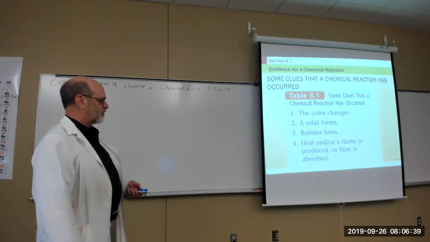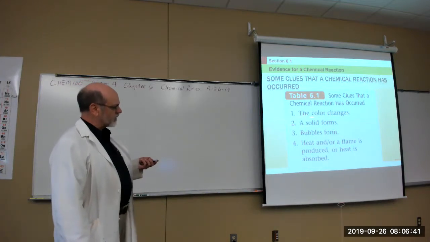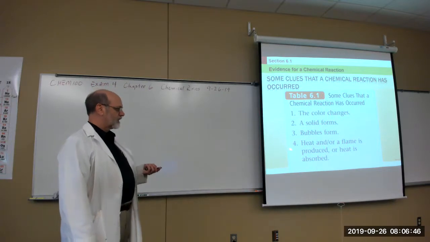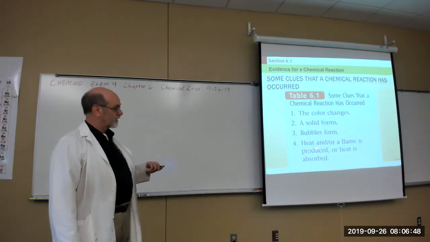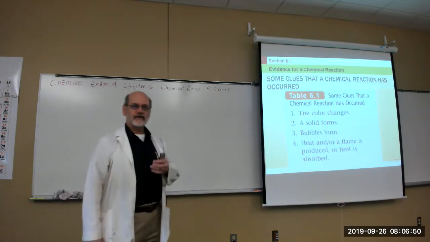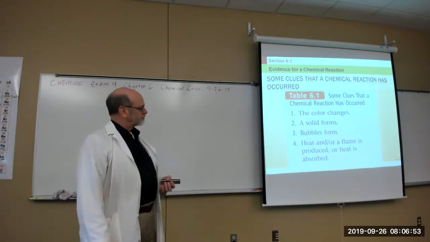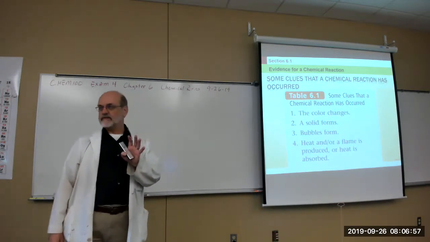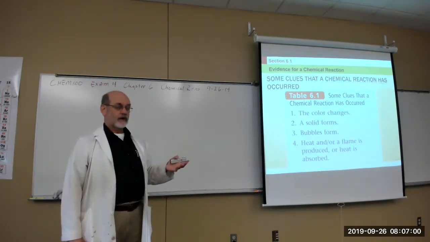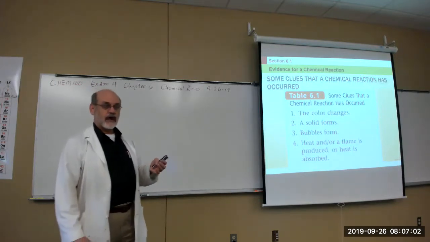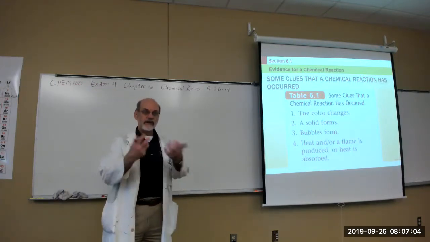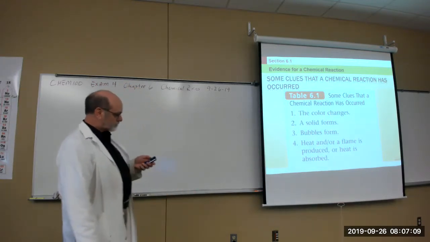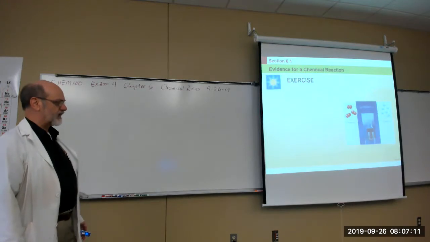But they're not always visible. So you've got these possibilities: color change, solid form, bubbles. You might see the smoke, and if it's a controlled environment, that may not be so bad. But you might feel heat coming from the reaction vessel, or it could get cold, because some reactions go the other direction. They absorb heat from their environment when the reaction takes place. Those are just some indicators.